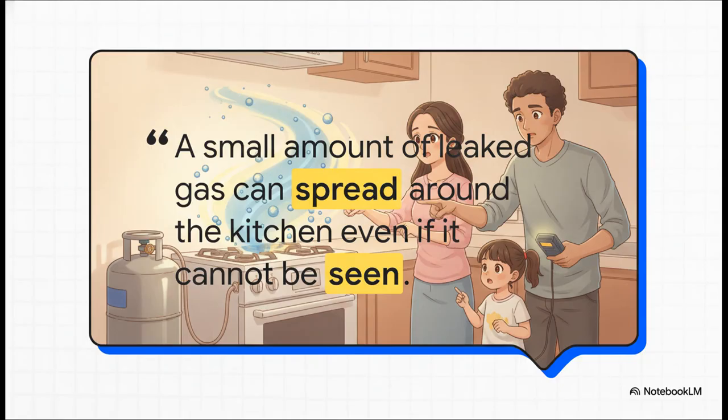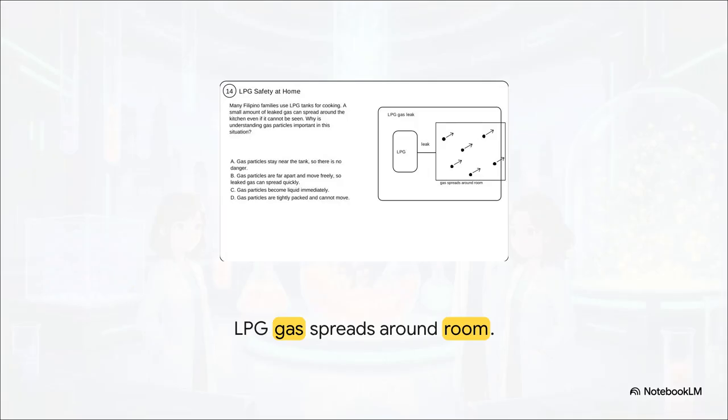And this directly brings us to a critical, real-world scenario regarding LPG tanks. We all know many families use liquefied petroleum gas for cooking in their homes. And as the source explicitly notes, even a super small amount of leaked gas can spread around the kitchen rapidly, even if it's completely invisible to the naked eye. Because gas particles have such weak attractive forces, are incredibly far apart, and move freely in all directions, a tiny leak doesn't just stay near the tank. It aggressively expands to fill the entire space. This really proves that knowing your physics isn't just about passing a science test. It is literally a vital matter of home safety.